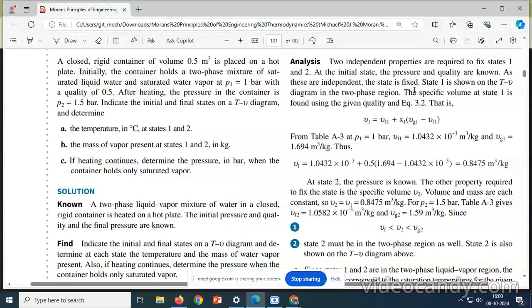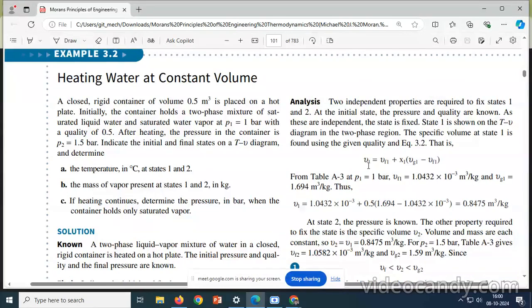Now the specific volume at state 1 is found using the given quality and equation 3.2. So first we need to find out the specific volume. Why the specific volume is required, I'll tell you later. On a per kg basis, I am writing the specific volume v1 = vf1 + x1(vg1 - vf1). This is the known equation. From your first-year steam tables, I think you may know, using the quality of the steam and the standard values given in the tables, you can find out these other unknown values.